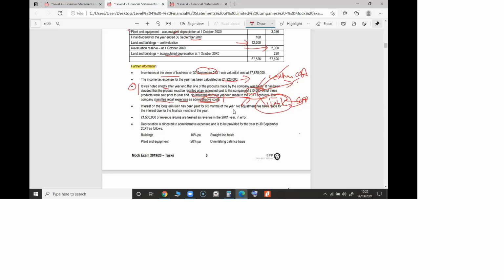Number 3 gone. Number 4, interest on the long-term loan has been paid for 6 months for the year. No adjustment has been made for the interest due for the final 6 months. That means whatever the interest is, we paid only half, not the full. That means the other half is due. Due is a liability. Do you agree with me? Interest due, expense due is a liability. And anything due, you need to add with the existing expense.